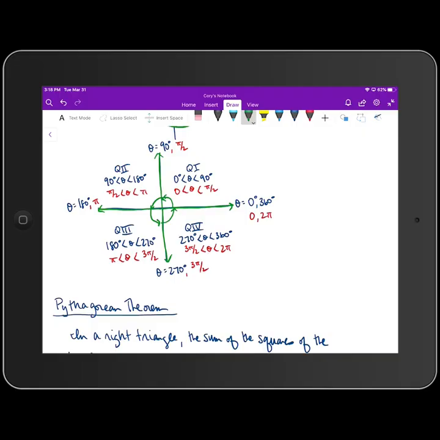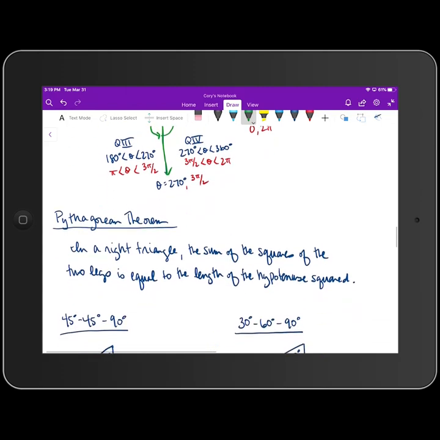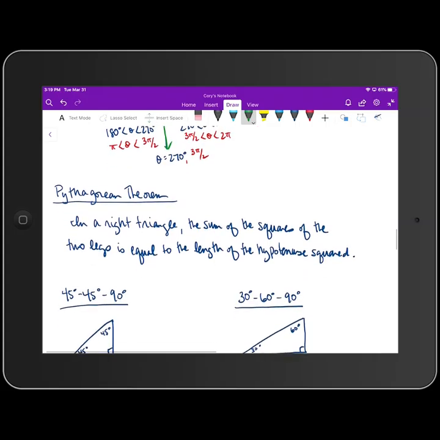So if our angle measure is between 0 and 90 degrees or 0 and pi over 2 radians, our angle lies in quadrant 1. If it's between 90 and 180 or pi over 2 and pi radians, the angle lies in quadrant 2. Between 180 and 270 or between pi and 3 pi over 2 radians, the angle lies in quadrant 3. And then if our angle is between 270 degrees and 360 degrees, or 3 pi over 2 radians and 2 pi, the angle lies in quadrant 4.